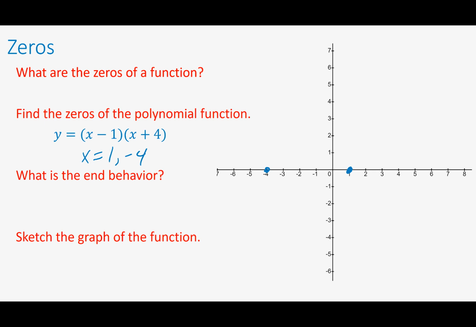What about end behavior? End behavior comes when our polynomial is in standard form. We get it in standard form, we look at the coefficient, if it's positive or negative, and we look at the exponent, if the exponent is even or odd. So for this one, to get it into standard form, I need to use the distributive property, FOIL. So x minus 1 times x plus 4 would be x squared plus 4x minus x minus 4. And so I'm going to have x squared plus 3x minus 4.